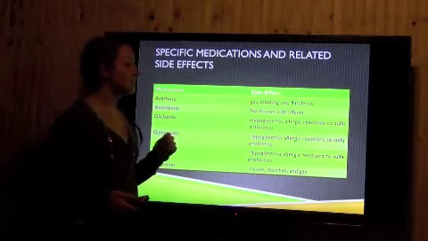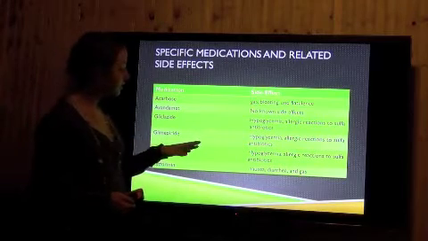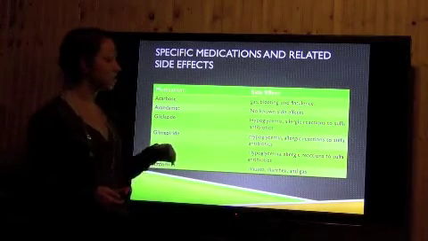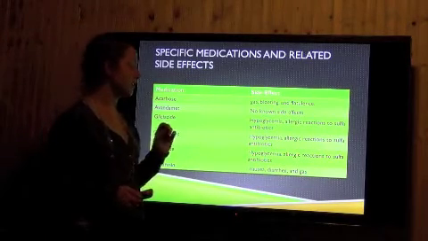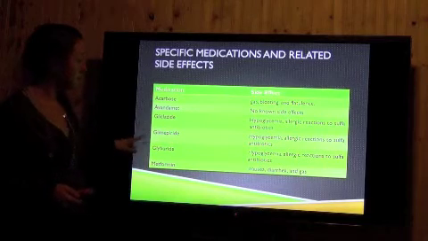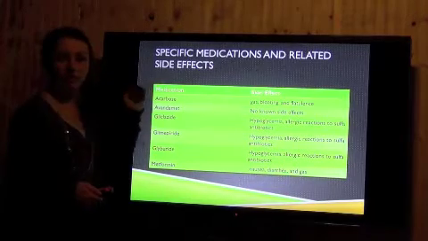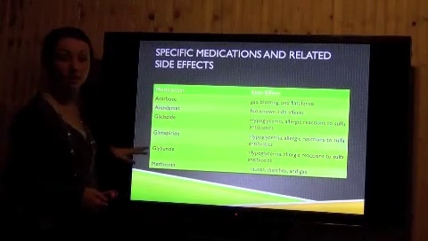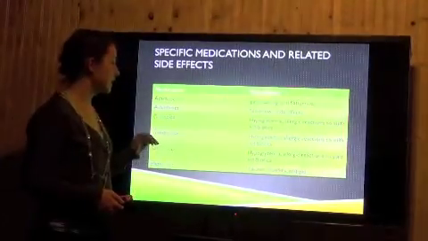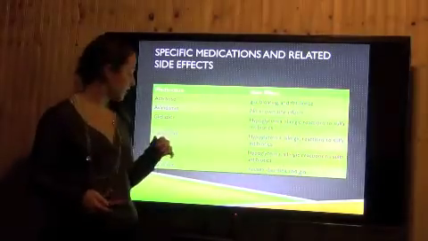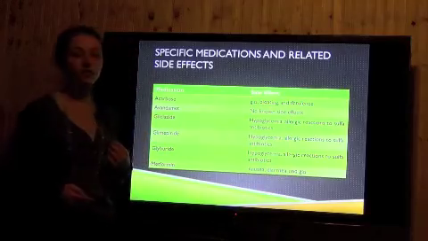Gliclazide: hypoglycemia, allergic reactions to sulfa antibiotics. Glimepiride is the same: hypoglycemia, allergic reactions to sulfa antibiotics. Glyburide, the same side effects again. So the ones that have the same side effects are very similar drugs in their type. Like there are different types of medications, and these ones are the same type, but they're sold under different brand names, and they may have slower reaction times as well. Metformin, its side effects are nausea, diarrhea, and gas.